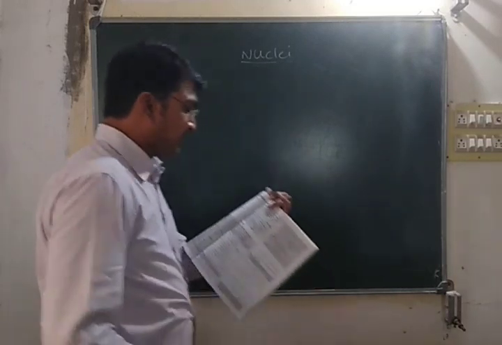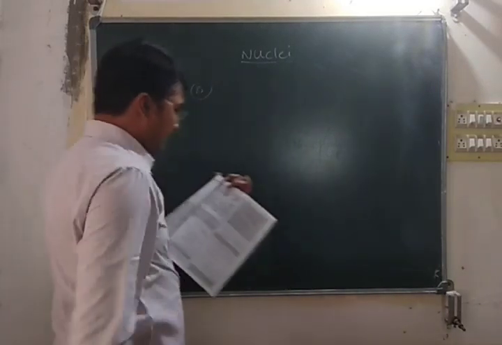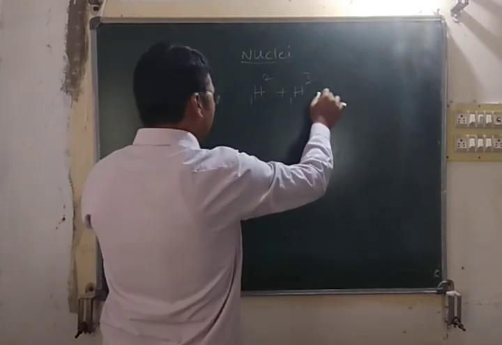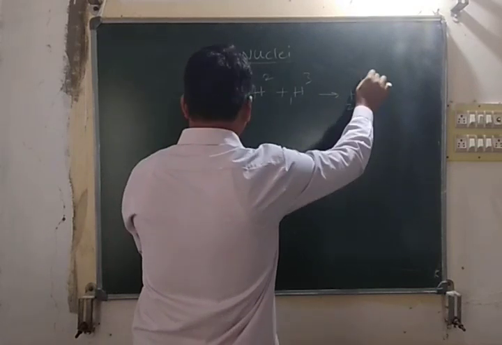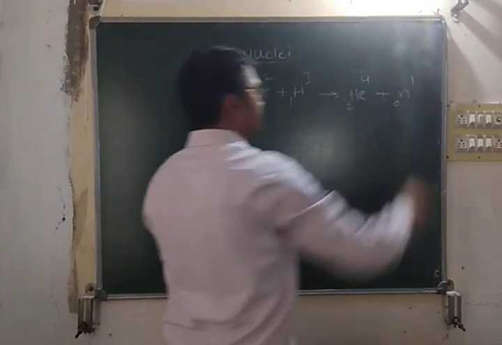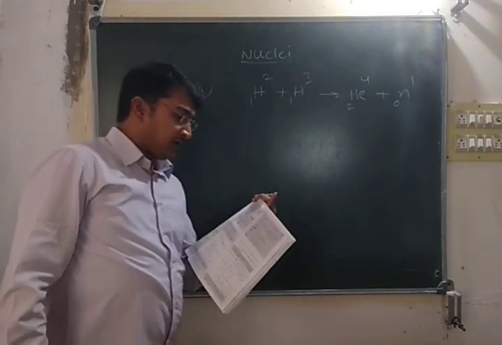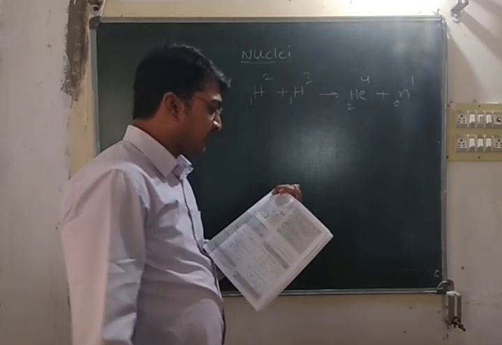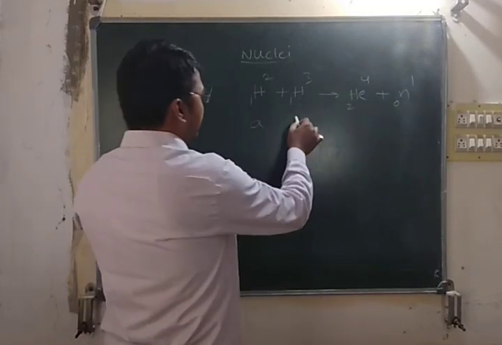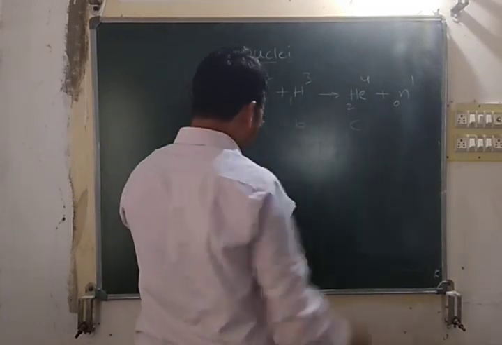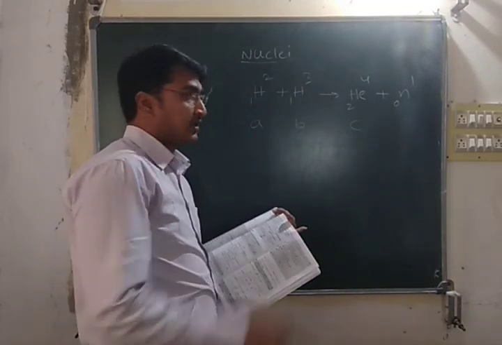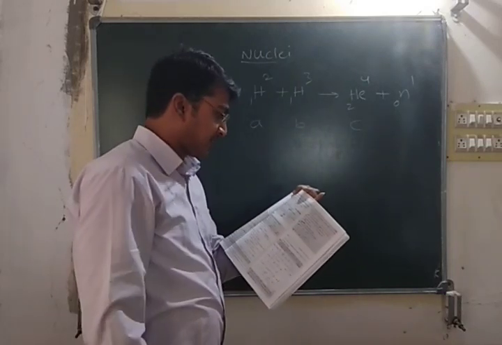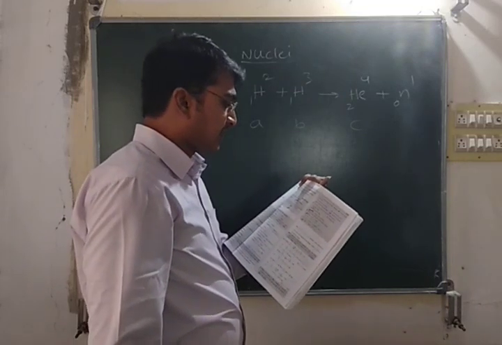Now the 10th question. In a reaction, H-1-2 plus H-1-3 gives helium-2-4 plus 1 neutron. This is one reaction. If the binding energies of H-1-2, H-1-3 and helium-2-4 are A, B, C, this energy is A, this energy is B, and the energy of this one is C, in mega electron volts. They have given the reaction and the energies of these three elements A, B, C in mega electron volts. Then what is the energy released in the reaction?